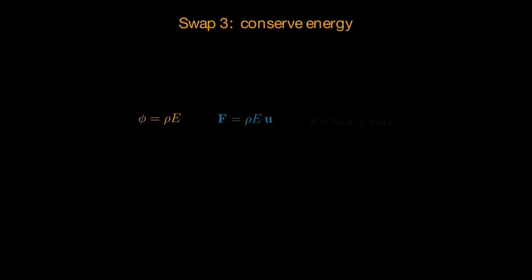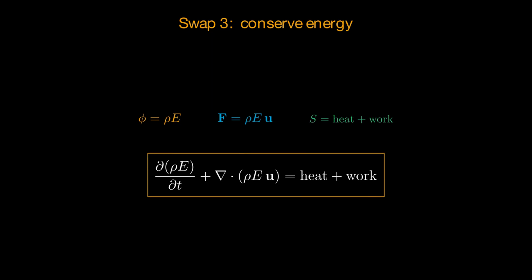And it doesn't stop. Conserve energy instead. The density is energy per volume, the flux is energy carried by the flow, and the source is heat added plus work done. Same template, third equation, the energy equation. Mass, momentum, energy, one rule three times.